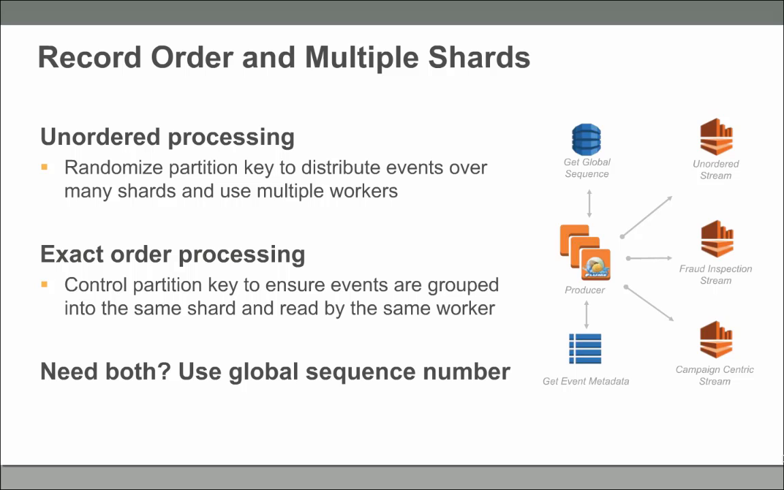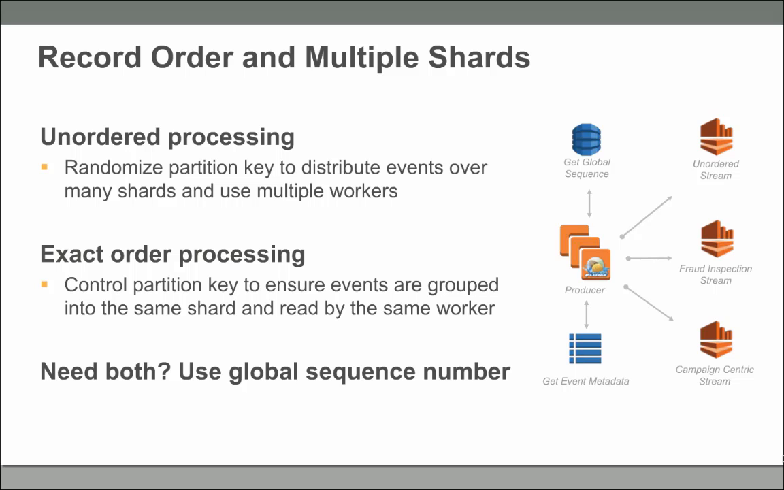So record order and multiple shards. The records, when they come in, are ordered in a given shard. So in a given stream, there's not a FIFO ordering, but within a given shard, there may be. So you want to think about, what am I trying to accomplish here? If the goal is to put in as much data as you can, then you want to make sure that you randomize the partition key, because that will allow you to spread those records evenly, for the most part, across all of the shards and maximize your throughput.